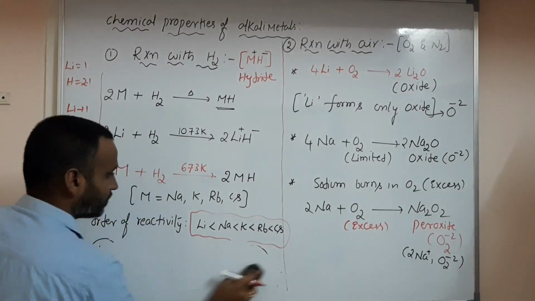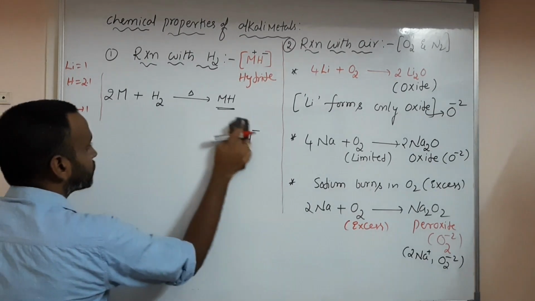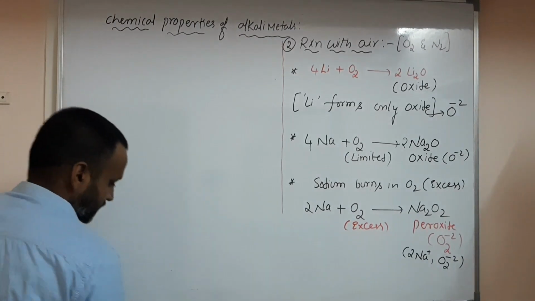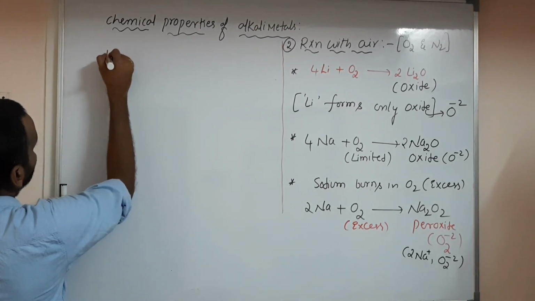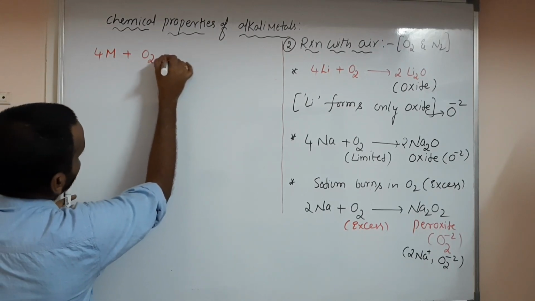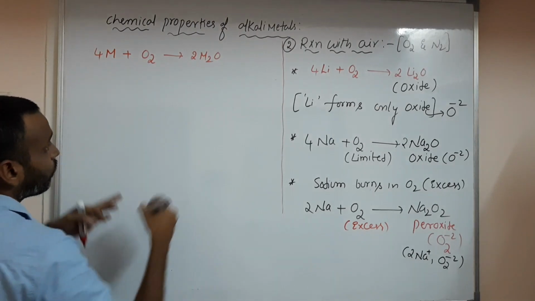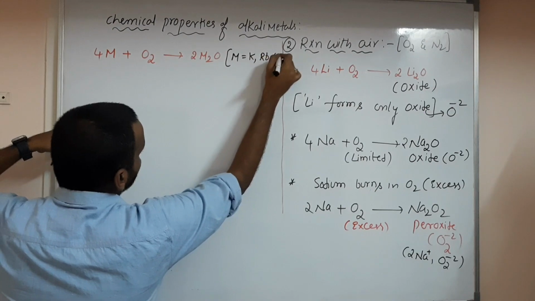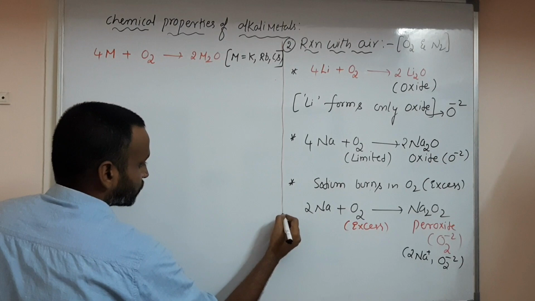Now I will tell you about superoxides. As I said, when potassium, rubidium, cesium react with excess oxygen, all three are possible. So I will write M plus O2 gives M2O. What is M here? M is potassium, rubidium and cesium only. So very important.